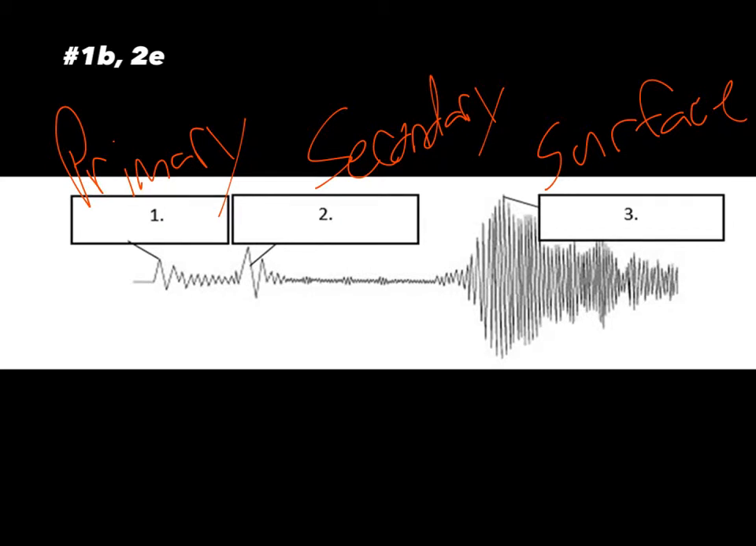Primary waves come first. Remember, those are the fastest. And our secondary waves come after our primary. And then come our surface waves, which do the most damage.